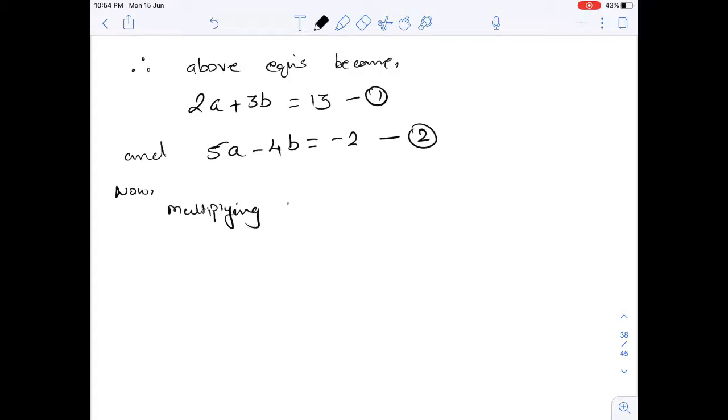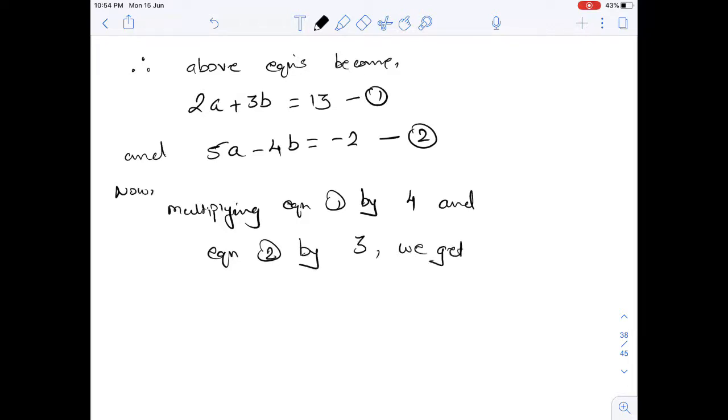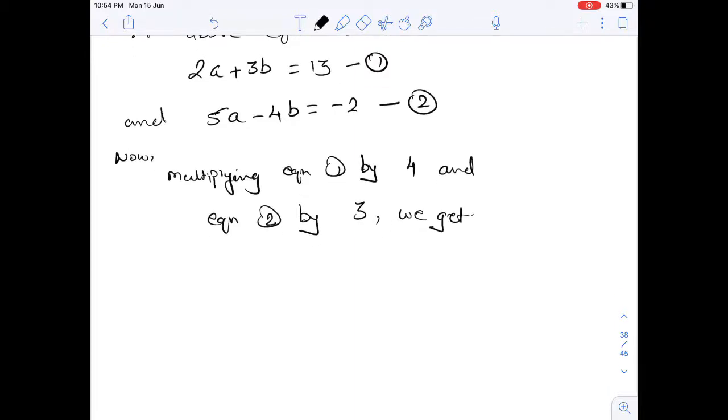Now multiplying equation 1 by 4 and equation 2 by 3, we get, now what do we get? We have to multiply this equation by 4. So what will you get? 2 fours are 8a plus 12b equals 52. Now this is our equation number 3. Similarly we can write it for the other one. Sorry, I wrote 56 here, it is 52.